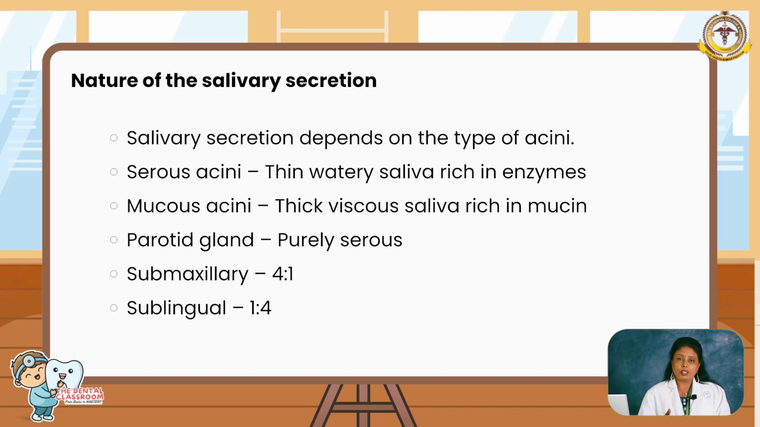Among these 3 major salivary glands, the parotid gland is purely serous. It will secrete thin watery saliva rich in enzymes, which is involved in digestion of various foods. Submaxillary and sublingual are mixed. The submaxillary mostly secretes serous fluid. The sublingual will be more of mucous secretion.